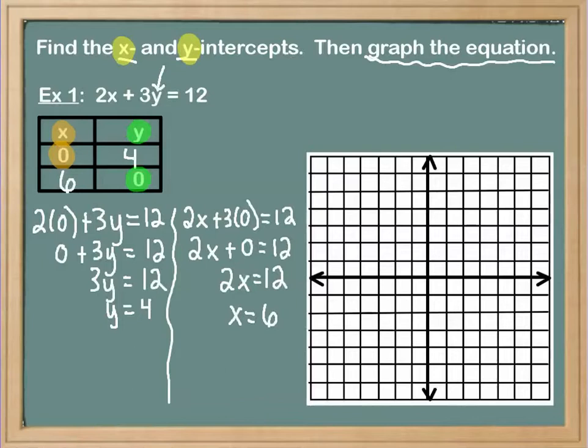Now remember, we're going to plot these points on our Cartesian coordinate plane system, remembering that this is really just the coordinate (0, 4). So I'm going to go to my graph and I'm going to plot the point (0, 4).